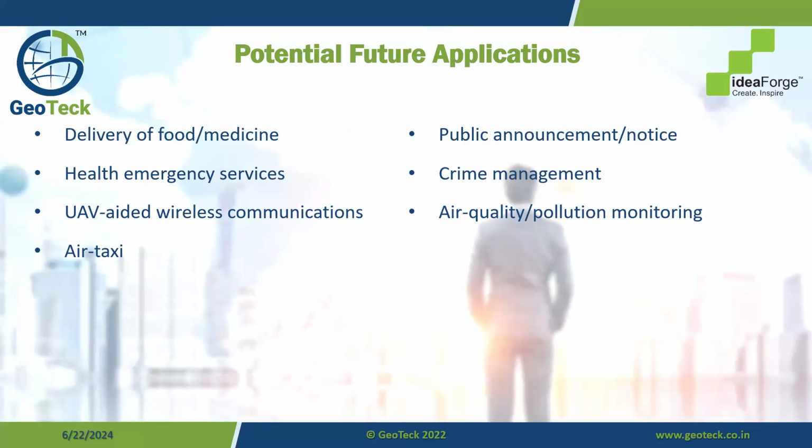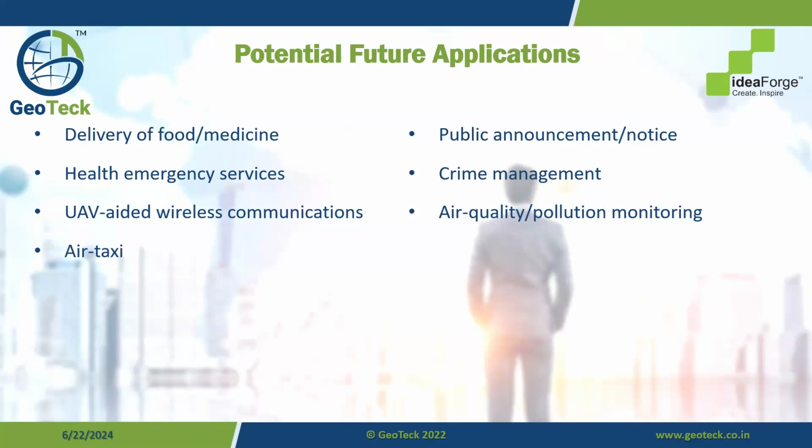You know it already. Then public announcement or notice: UAVs can carry speakers, and remotely any message or any notice can be served to the civilians. Then for crime management, it will be used for chasing vehicles or this type of activities. UAVs will be used in future definitely. Then air quality or pollution monitoring, in this sector also, UAVs are becoming popular. So in future they will be used more widely, I think.